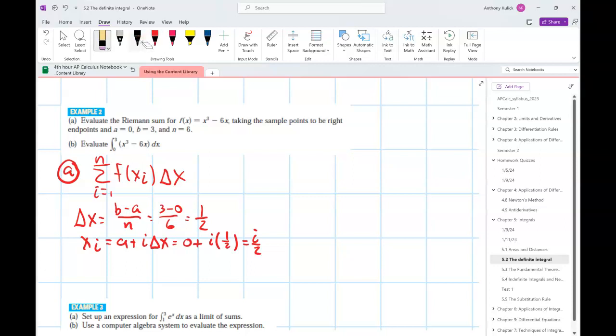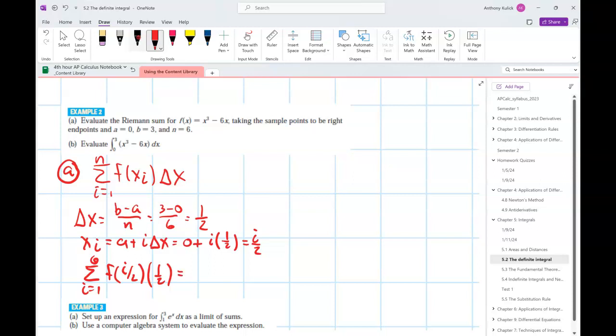So we have our sum from i equals 1, and again, our n is 6, of f of i over 2 times 1/2. Is everybody okay with how I've plugged this into the equation? Is that okay?